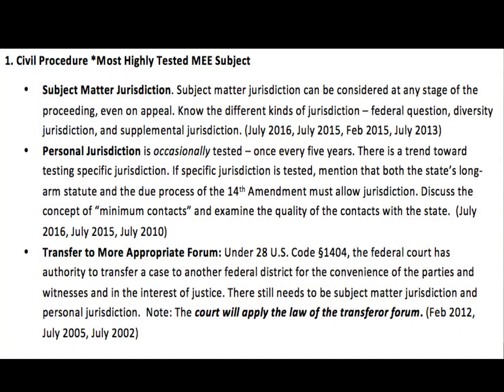And it tends to be tested in pretty common ways. One thing they love to test is subject matter jurisdiction, federal question, diversity, supplemental jurisdiction. You should be very well versed in these areas because they're tested in very traditional ways. If you understand the basics, you should get these right. Civil procedure questions also sometimes test personal jurisdiction. It's tested about once every 5 years. There's a trend toward testing specific jurisdiction on these questions.